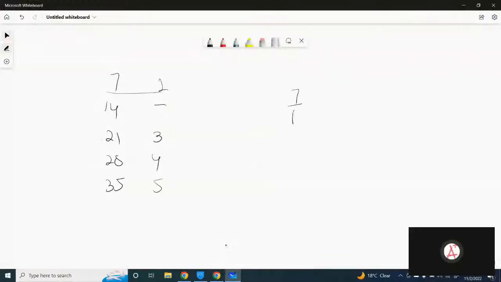7 over 1. Then you have 14 over the missing number. So 7 times what number makes 14? 7 times 2 makes 14. So just multiply by 2. So it would be 7 times 2 is 14 and 1 times 2 is 2. That means the missing number is 2. Got it?